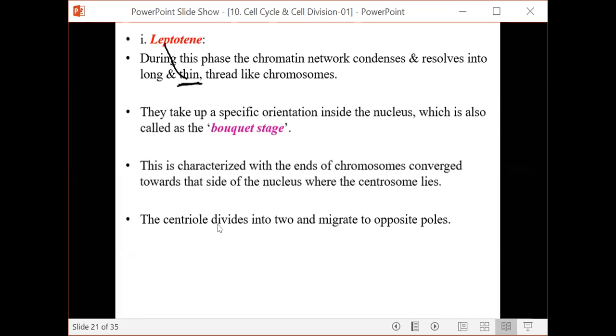Then the centrosome divides and tries to migrate towards the opposite poles. So here what we are observing is the formation of thin thread-like chromosomes on one part, and the centriole trying to migrate to the opposite pole, slowly going towards it. This migration we have observed in the prophase of mitosis also.